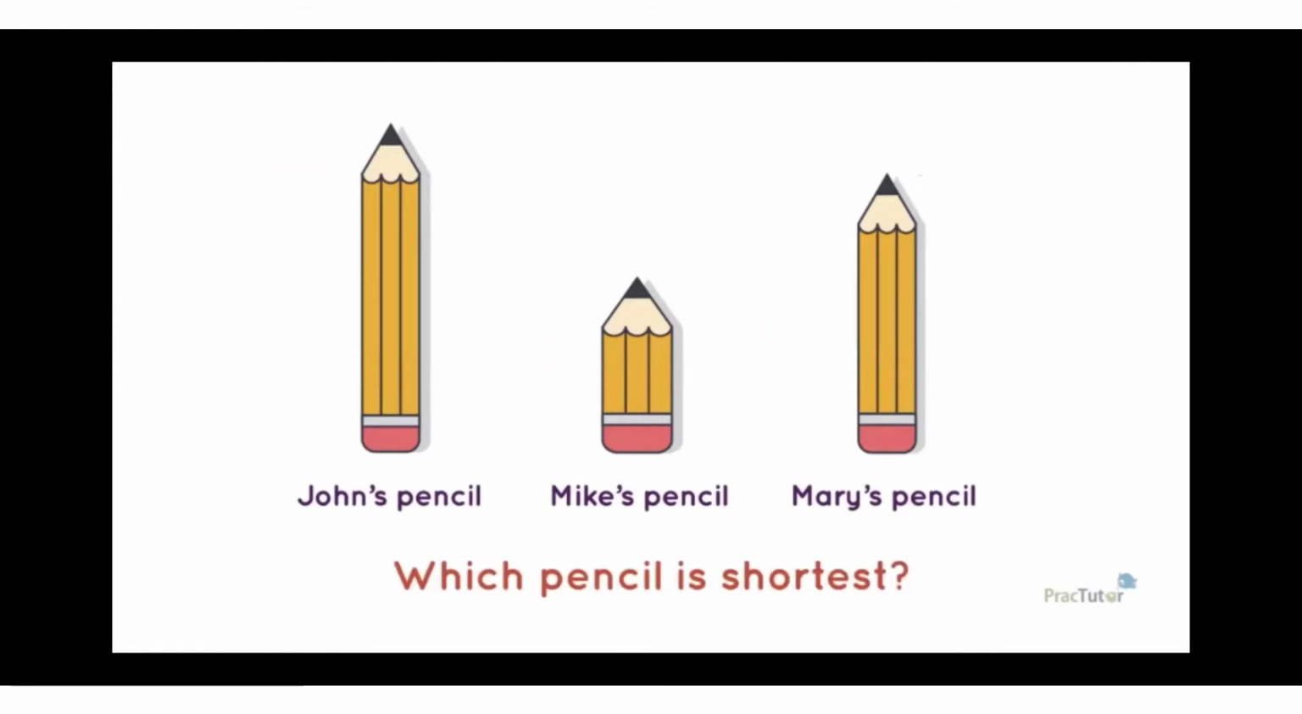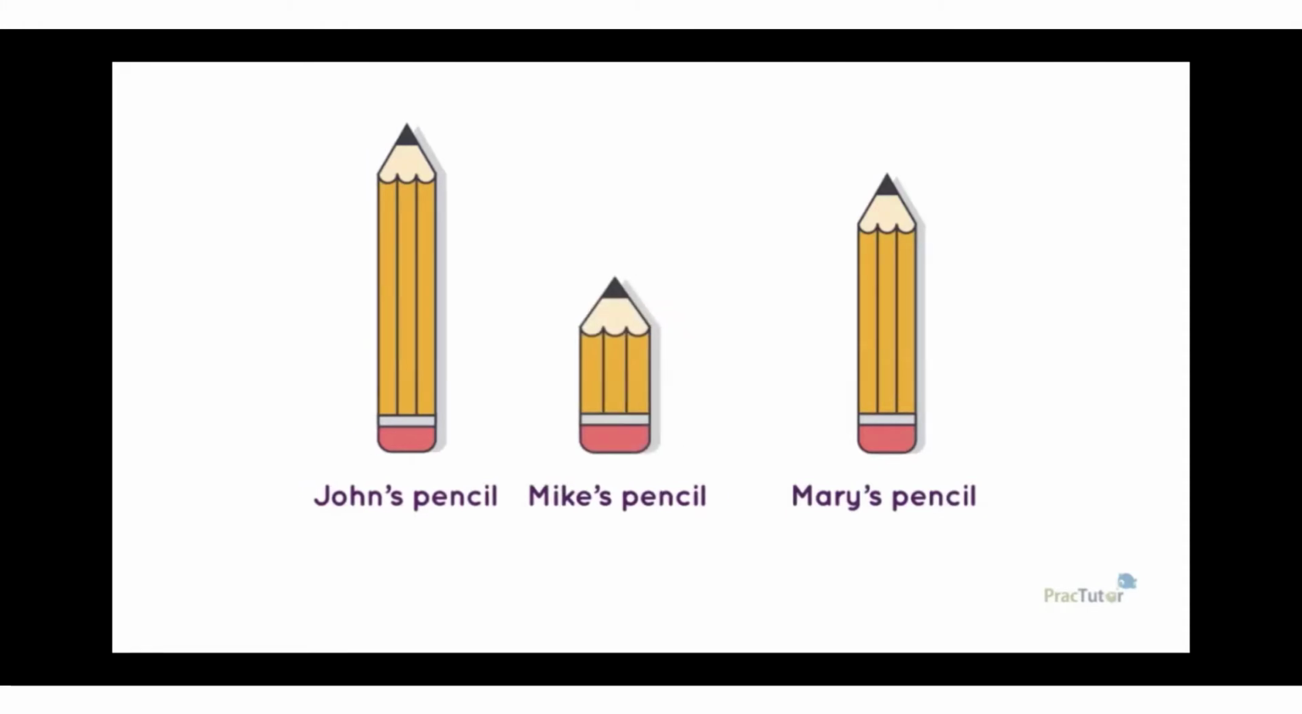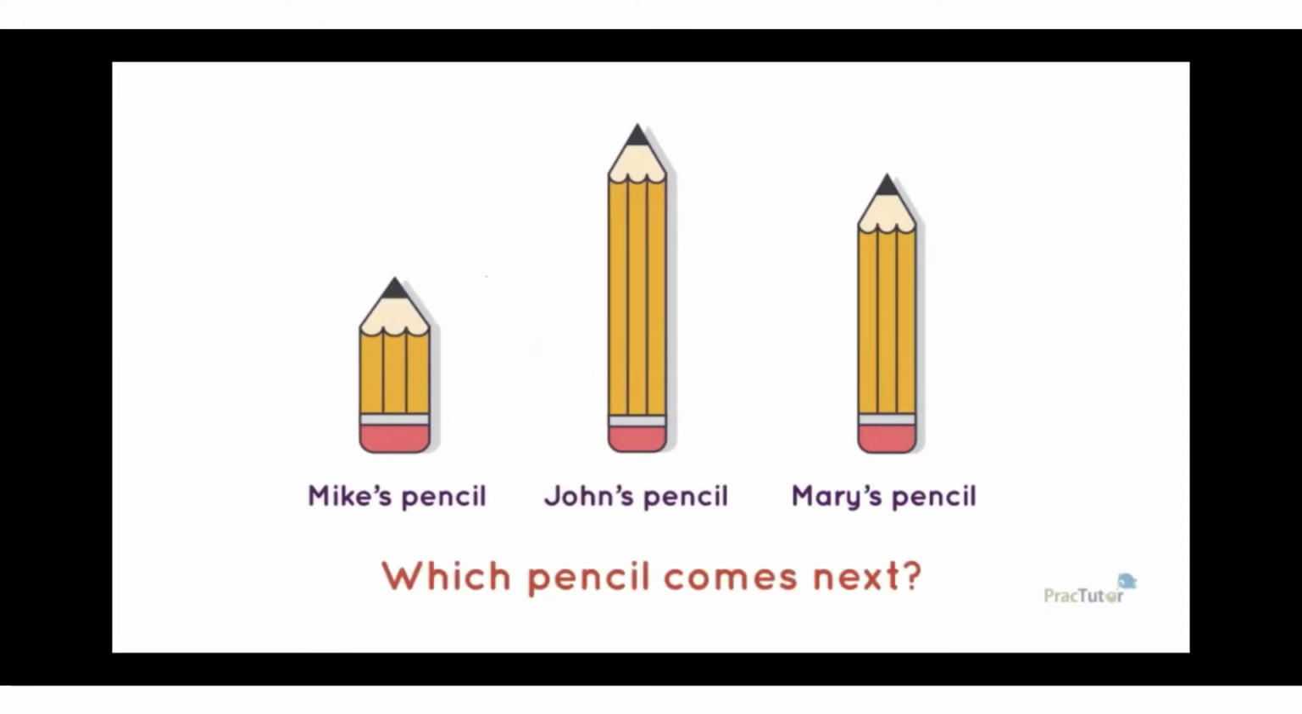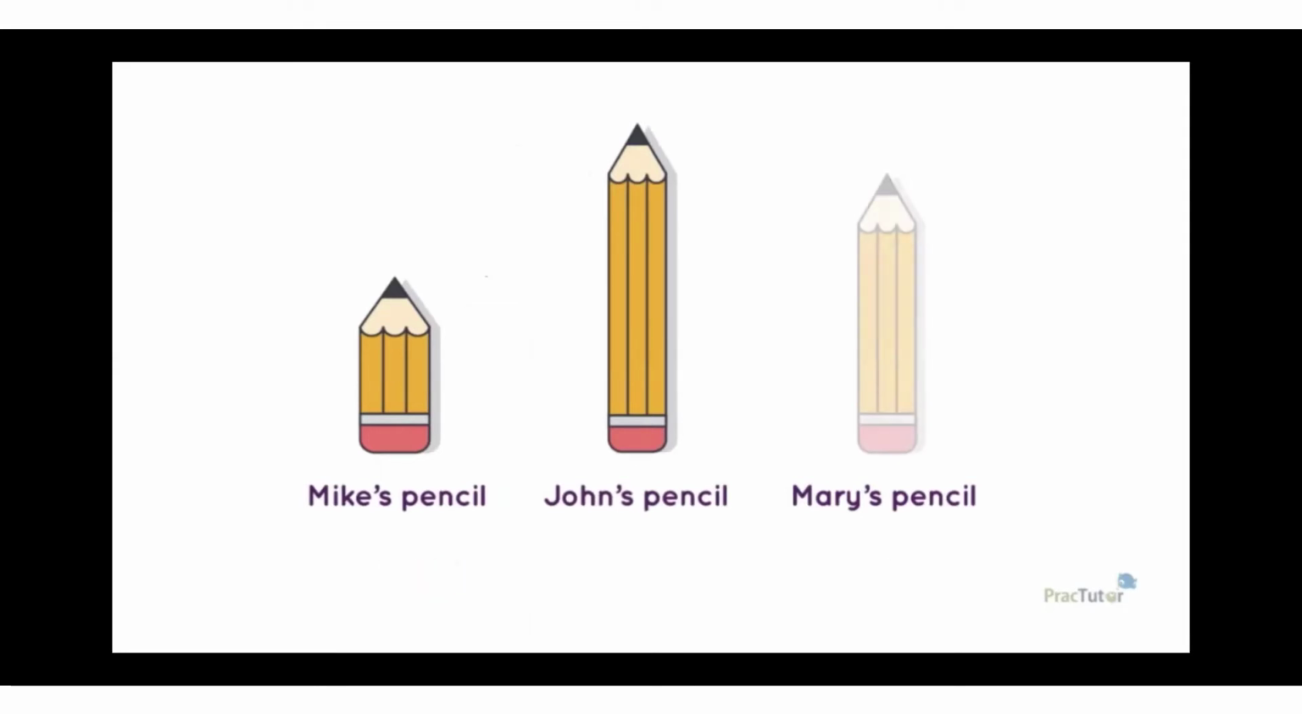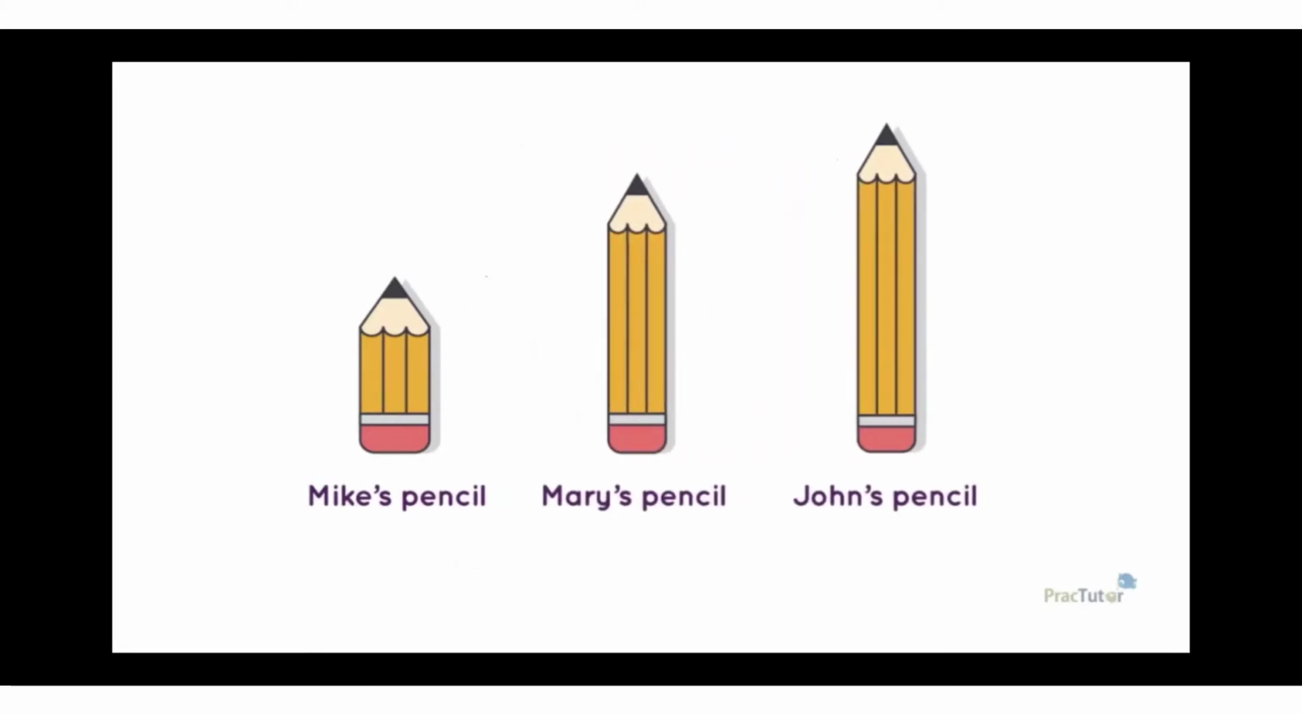Which pencil is shortest? Now, we can put the pencils in order, from shortest to longest, or from longest to shortest. Let's put these pencils in order, from shortest to longest. Mike's pencil is shortest, so it comes first. Which pencil comes next? Mary's pencil comes next. Its length is in the middle, so we will put it in the middle. That leaves John's pencil. It's the longest. Your pencils are now organized from shortest to longest.